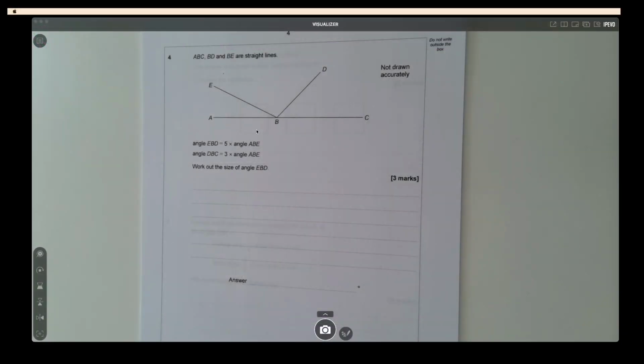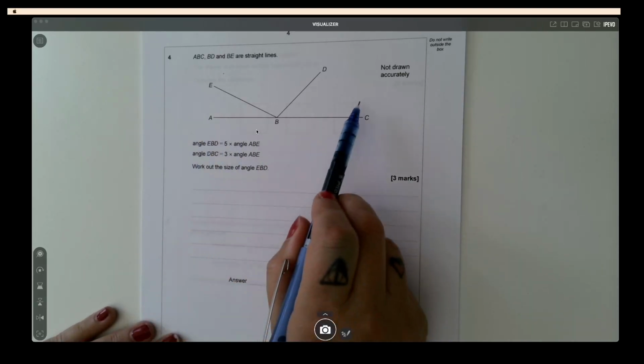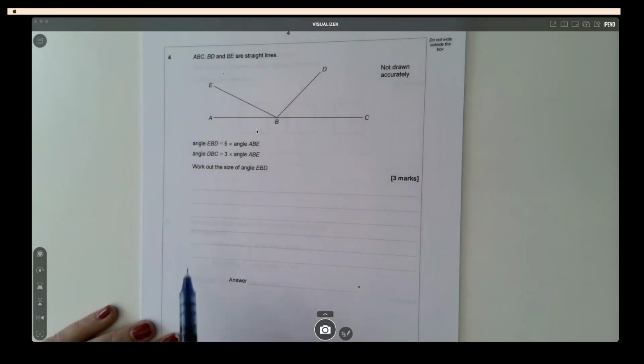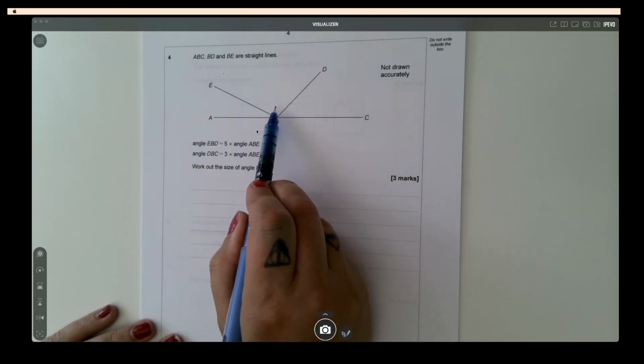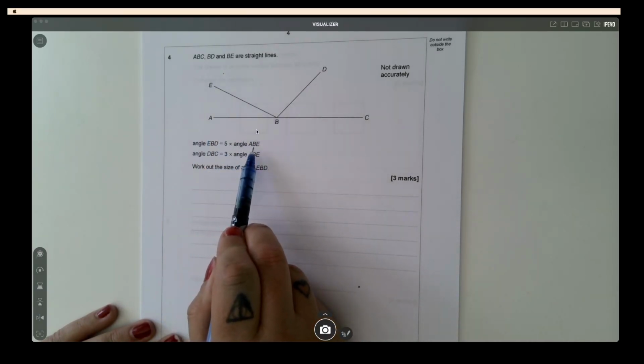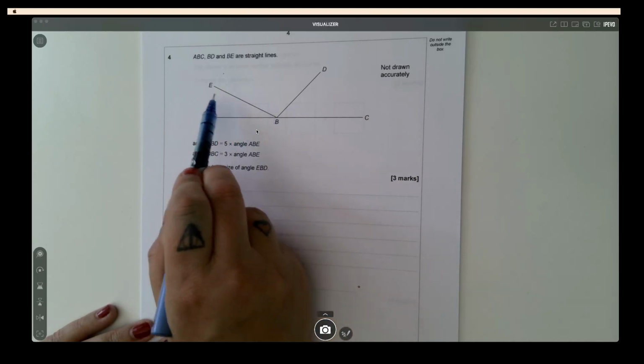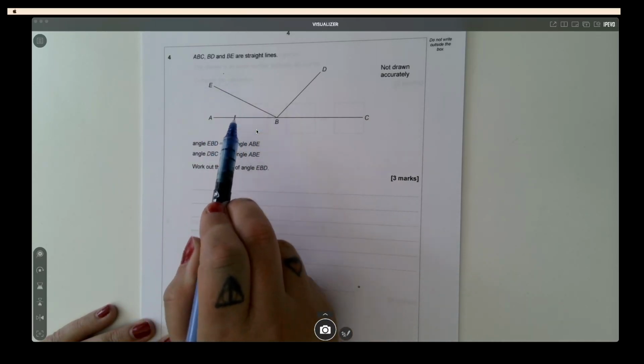Question 4. ABC, BD and BE are straight lines, and we can see them in this diagram here. Angle EBD, so EBD is this angle here, is 5 times angle ABE. So ABE is this angle here.